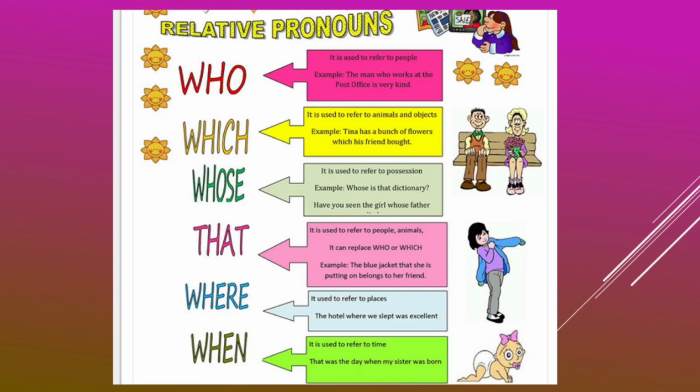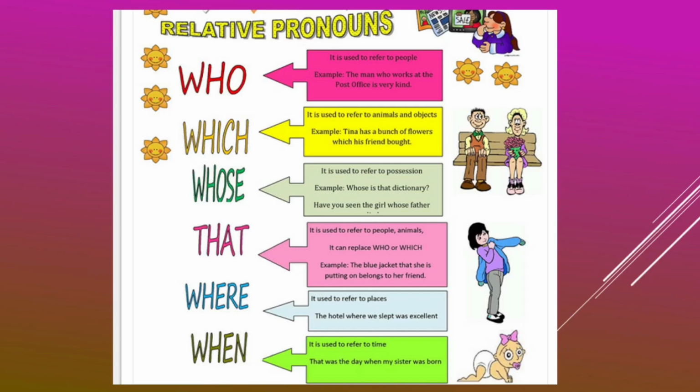The second most commonly used relative pronoun is which, which usually refers to an animal or object. Let's see an example of which. For example, Tina has a bunch of flowers which his friend bought. Who bought the flowers? The friend.